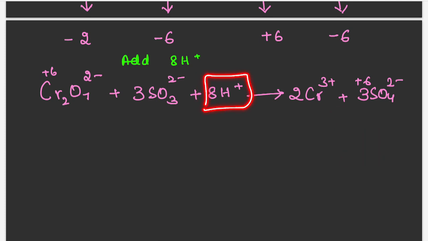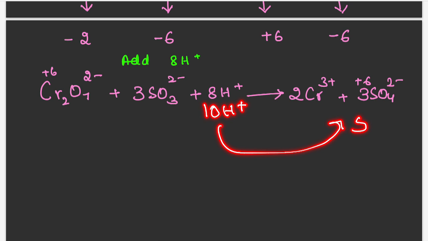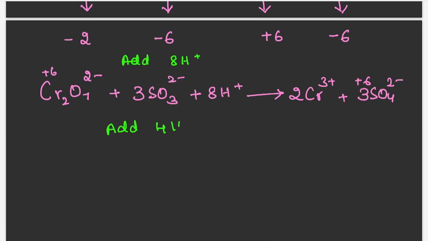So how many water molecules you will add is half the number. So here if you add 8H plus, half the number is 4. So you should write 4 times water. Suppose here if it is 10H plus, then what you will do, on the other side you have to add 5 times water. So since here we have added 8H plus, add here half the number, 4 times water. So add 4 times water.